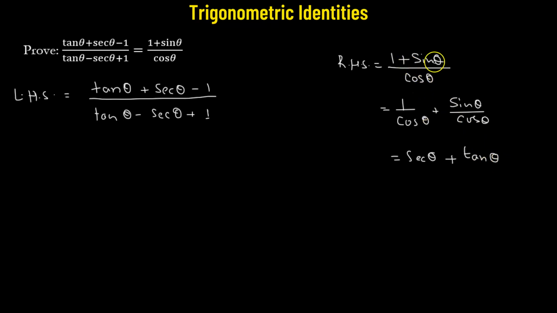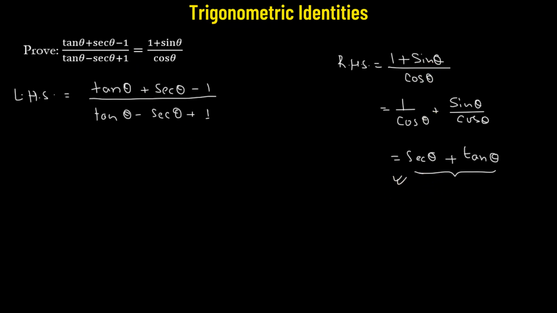So we can say that (1 plus sine theta) over cosine theta is also equivalent to secant theta plus tangent of theta. Now, this is what we need to show, that the left hand side is equivalent to secant theta plus tangent of theta. Then in that sense, we can say that it's equal to (1 plus sine theta) over cosine theta. So we will use this particular expression.